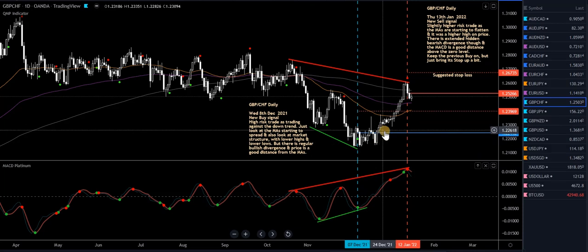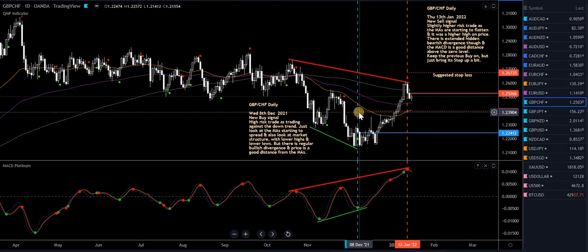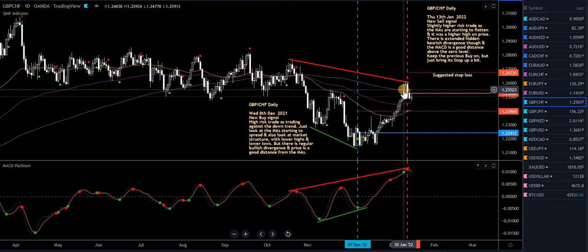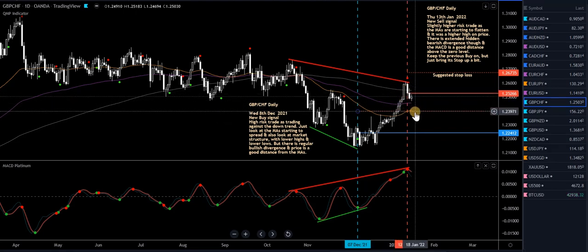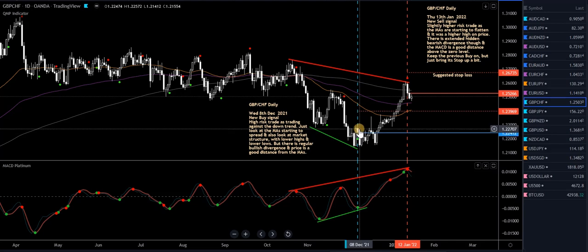All right, Pound Swiss. We're still in a buy from 8th of December. I've tightened my stop up to here. The trend is technically down, even though the MAs are flattening. So I've just brought my stop right up into the MAs. So the buy's looking right.